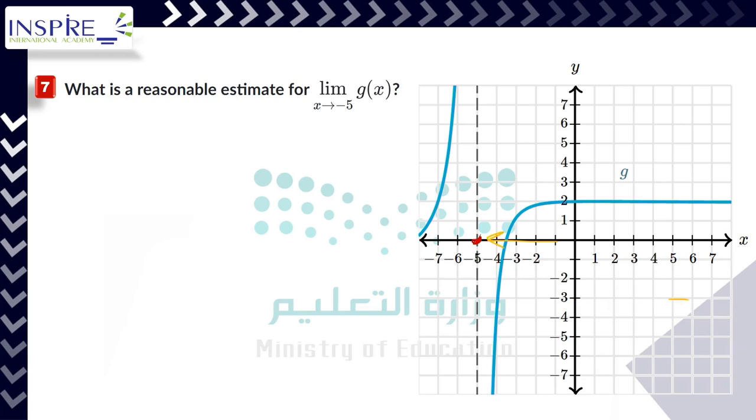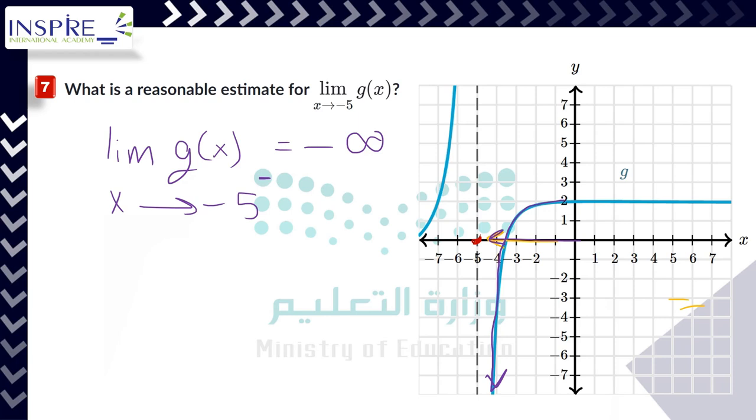So at first, let's trace the numbers. Let's trace the function from the left side. It goes down and down and down without any boundaries, without any limits. So it means limit g of x as x approaches -5 from the left side. It goes down and down without any limits, without any boundaries. It means negative infinity. This one is negative infinity.